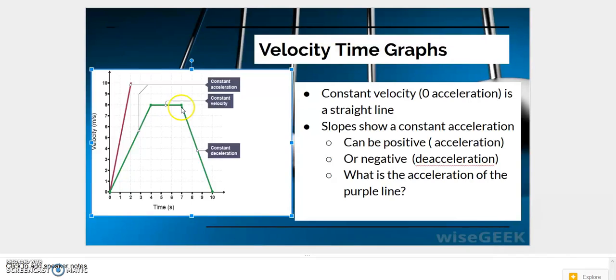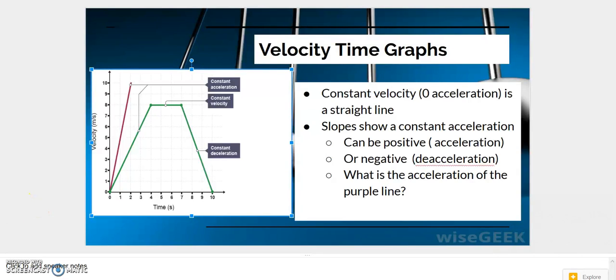After this point, the line starts to go down. If the line's going down like that, that means something is slowing down. It's decelerating. It's getting slower. So the steeper or the more straight up the line is, the more something is accelerating. So this purple line is accelerating more than this green line is.